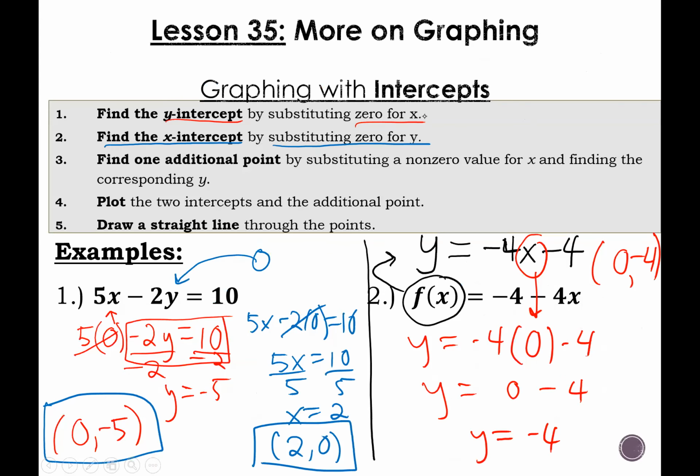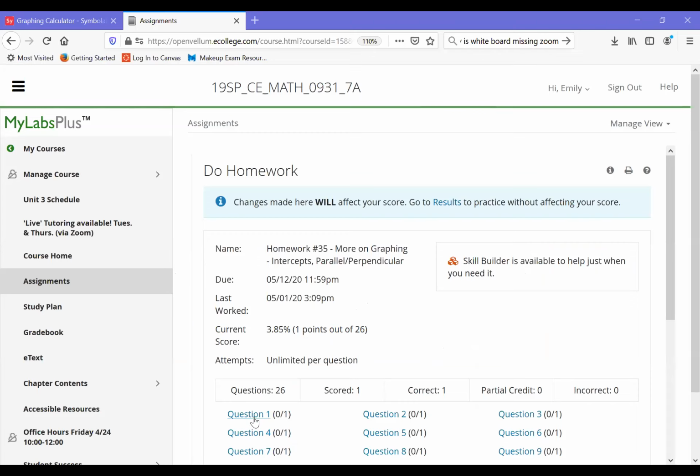Okay, I think I am going to be going back and forth between our notes and then just a quick example in MyLabs Plus. So I'm going to quickly take you over to show you maybe 1 or 2 problems where we have to use intercepts to graph. So that's kind of what the first section of your homework 35 will be. So that's what I'm taking you to right now.